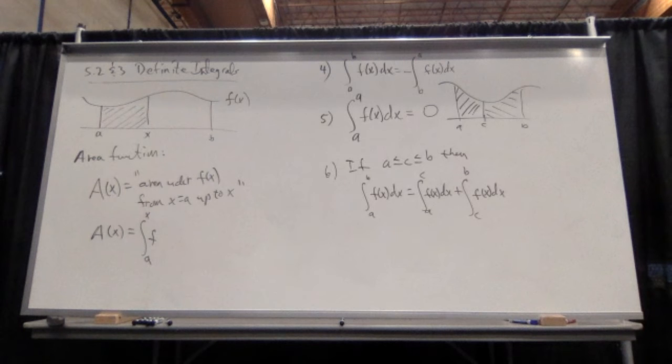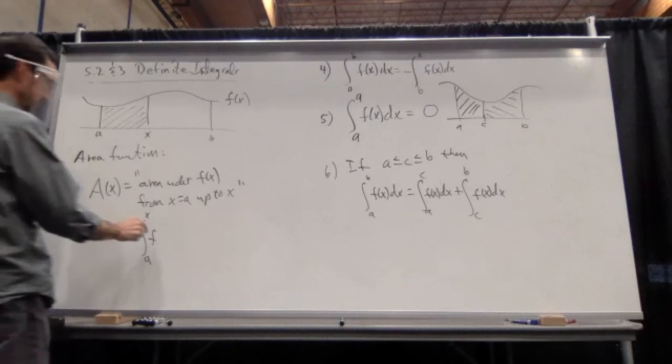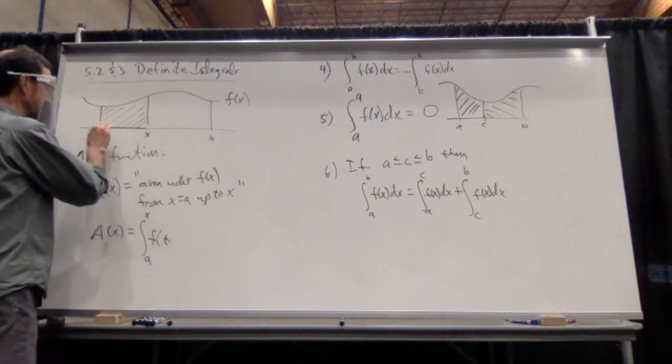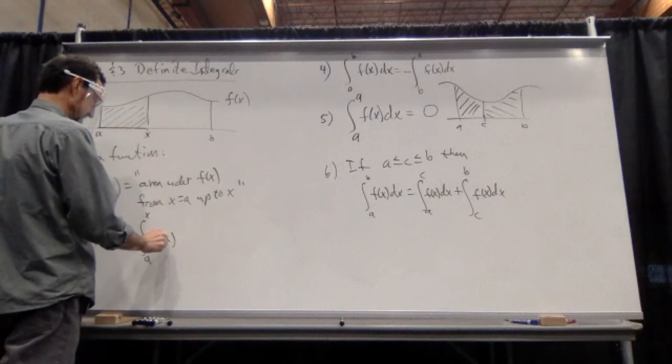I don't want to write f of x. I've already said what x is. It's my right-hand endpoint, right? So I don't want to define it to be something else. So we're just going to give a temporary variable on this interval. We'll call it t. So t takes me from a up to x in the integral notation.